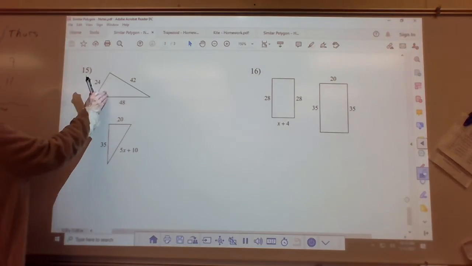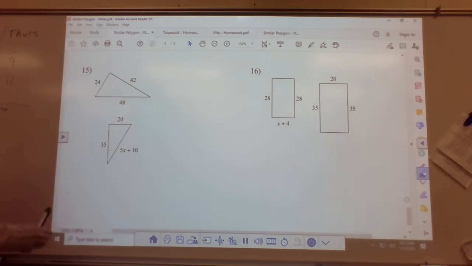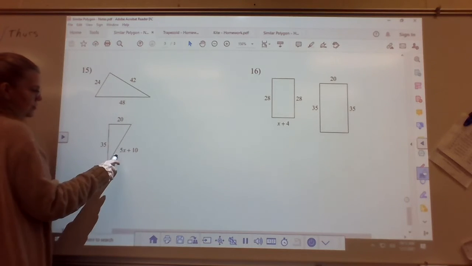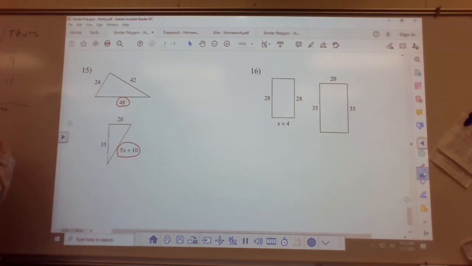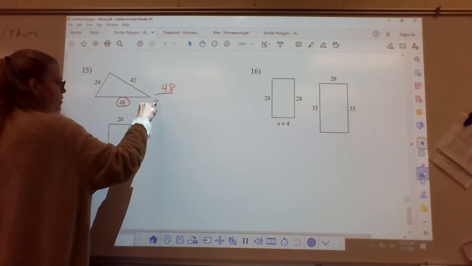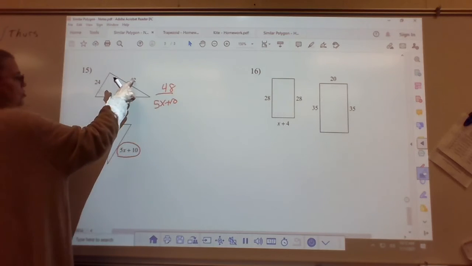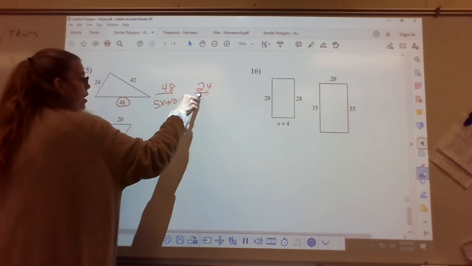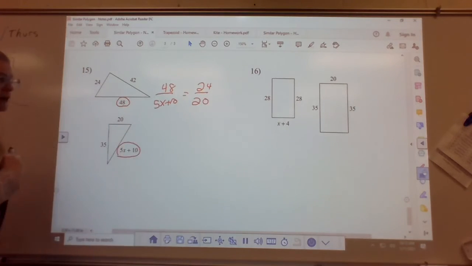I've got two different triangles here. I know all three numbers on both of them. Well, the first thing I'm going to do is figure out what this one lines up with. It's the longest side. Looking up here, the 48 is the longest side. So I'm going to start with that. 48 over 5x plus 10. The other two numbers, I'm just going to pick the smaller one over the smaller one, because those are the sides that are going to line up.